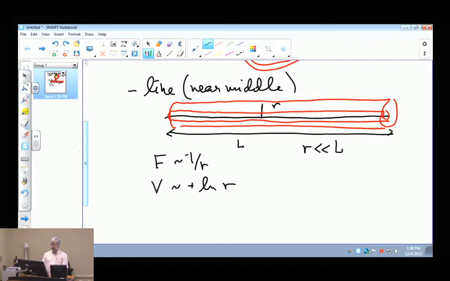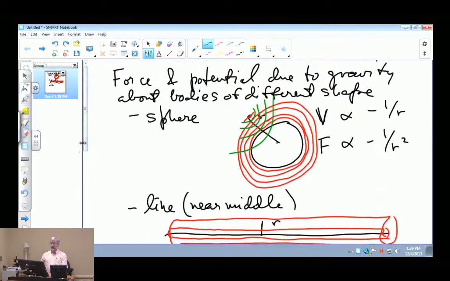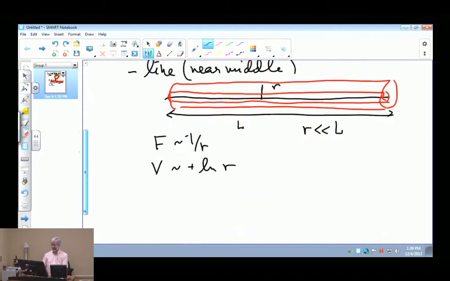And what are we going to do when we come back to electricity and magnetism? Yes, because we're going to do these same geometries for electrical charges. We're going to have a charged sphere. We're going to look at the electric field around the charged sphere. We're going to look at an electric field around the charged line, and we're going to look at an electric field around a charged plane.